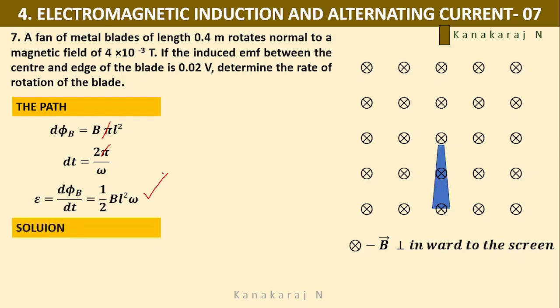Let us check what data are given. The magnetic field is 4 × 10^-3 Tesla. Next, the length or the radius of the circle, the length of the blade, is 0.4 meter. The EMF developed at the end of the blade is 0.02 volt. So let us substitute all these values in the formula ε = ½BL²ω.